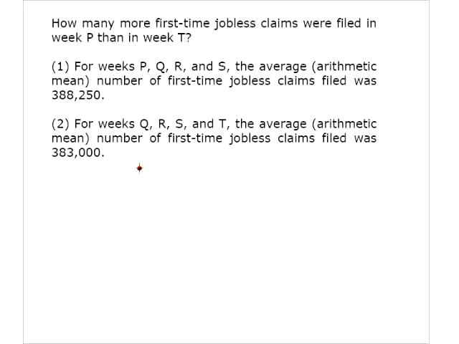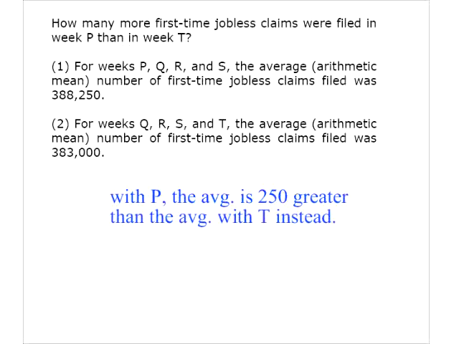But basically, since the only difference here is the P and the T, Q, R, and S remain the same, then P and T are responsible for this change in the average. The difference of P and T is what's changing this average. And so when P is in it, the average is 250 greater than the average with T in it. How much bigger is P? Not that we need to know it for this question, but this is why I wanted to look at this.